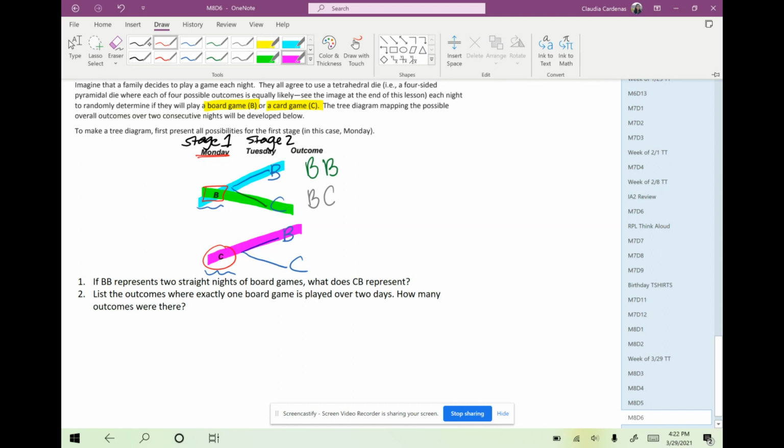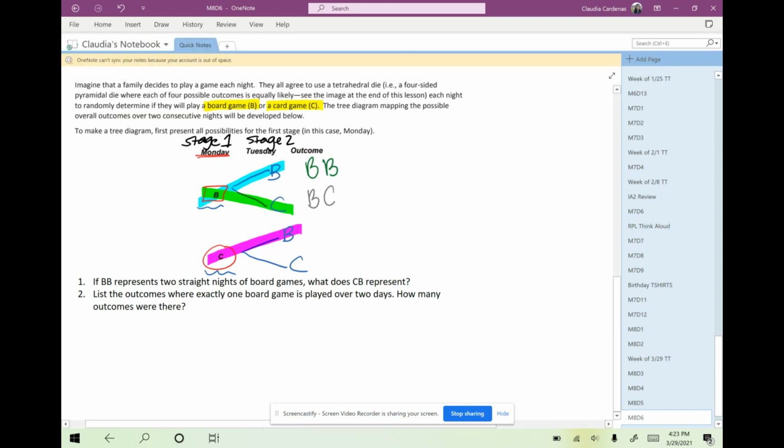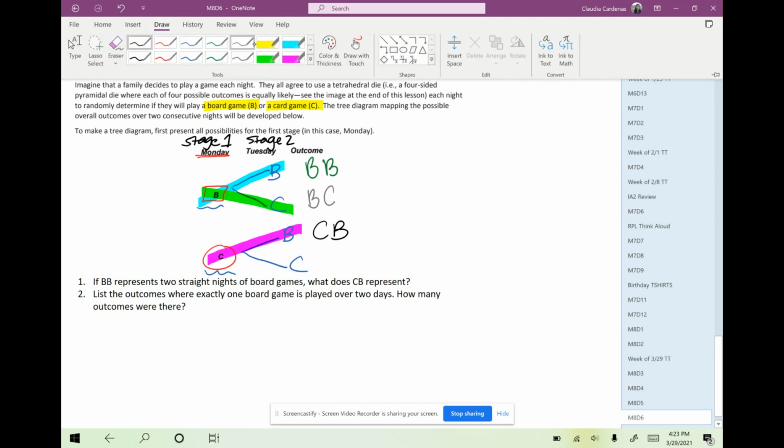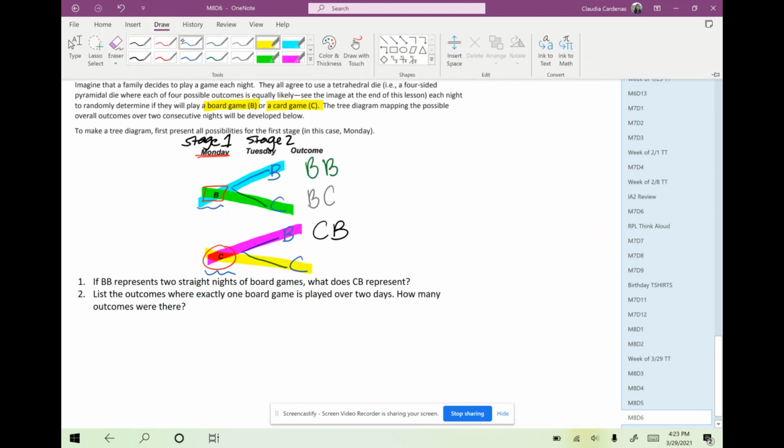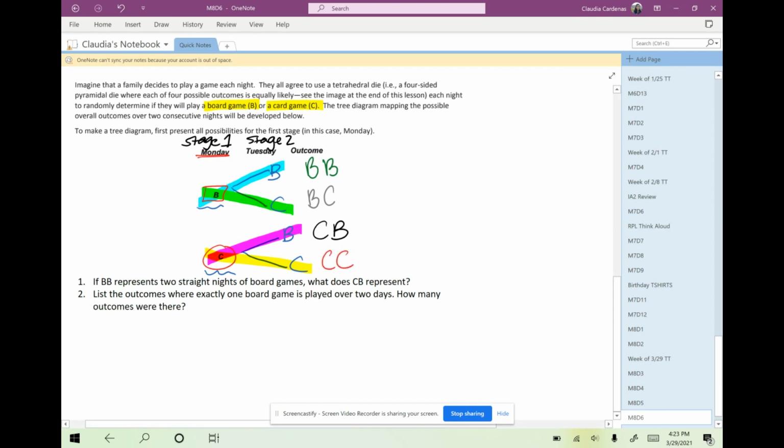I've already highlighted the next one. That shows that we could play card games on Monday and then board games on Tuesday. And finally, we could play card games on Monday and card games on Tuesday. So here are all of the possible outcomes of different types of games we could play on Monday and Tuesday night.